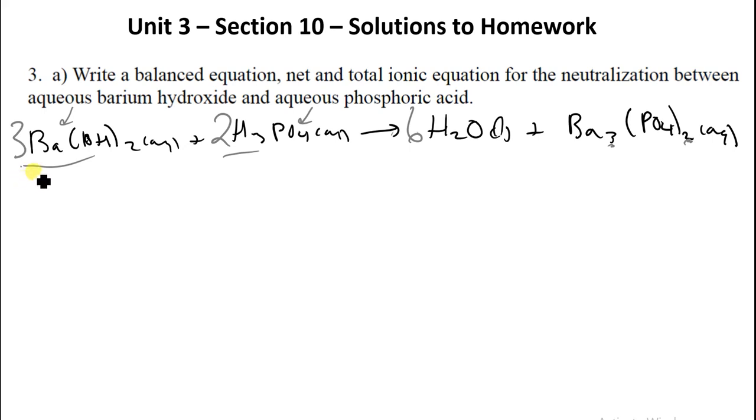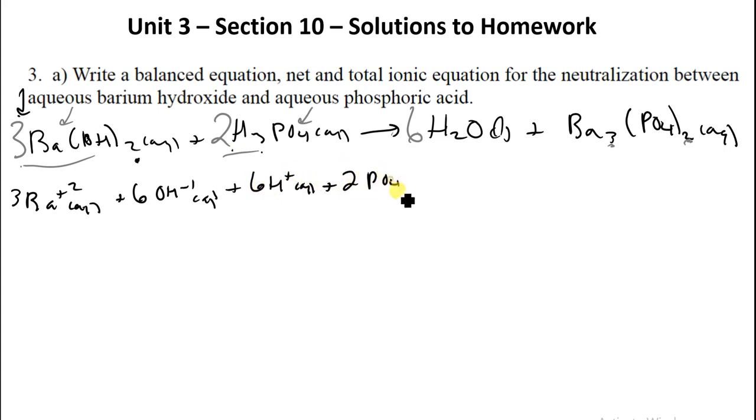So for our total ionic equation, we've got 3 bariums. We've got 6 hydroxides. Wait, what do you mean 6? We got a 3 and a 2. We've got 2 per molecule. We've got 3 molecules. That makes 6 OHs. Same idea here for the hydrogens. We've got a 3 and a 2. That makes 6 hydrogens. And 2 PO4s. Here we've got 6 H2Os that we won't touch.